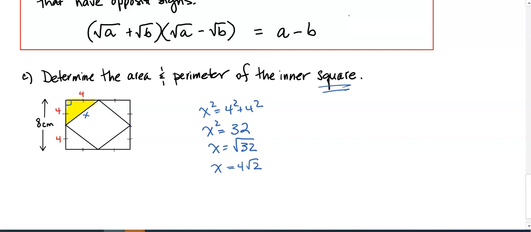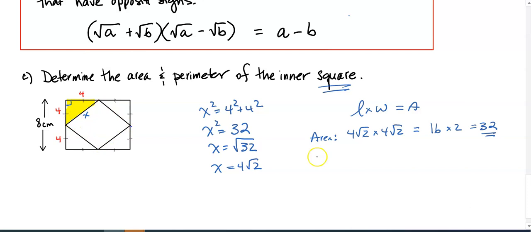Okay, so I now know what x is. So now I just want to know the area of the inner square. Well, the area of a square is length times width, right? Well, I know the length is 4 root 2, and I know the width is 4 root 2. So I can use that to find the area. The area is going to be 16 by root 2 times root 2, which is 2, so the area is 32. That's the area of that square, the inner square inside.